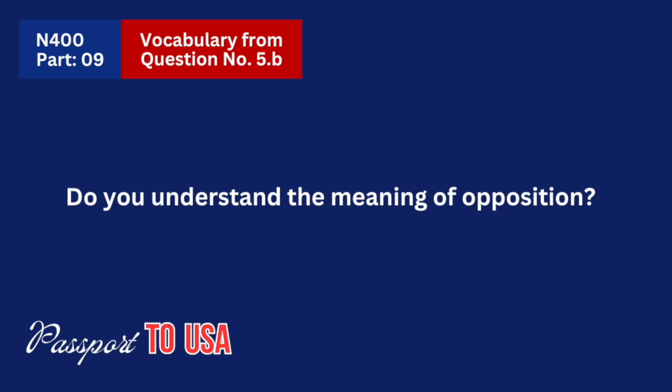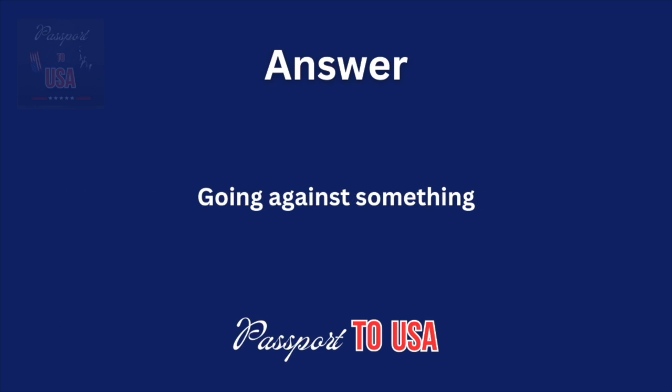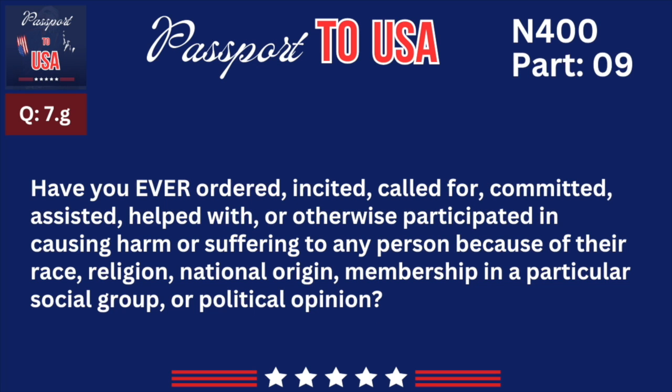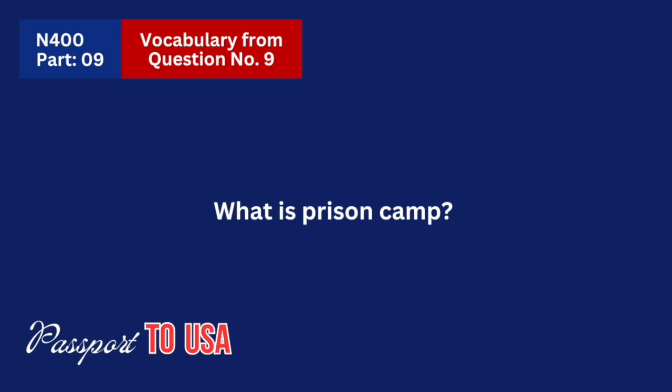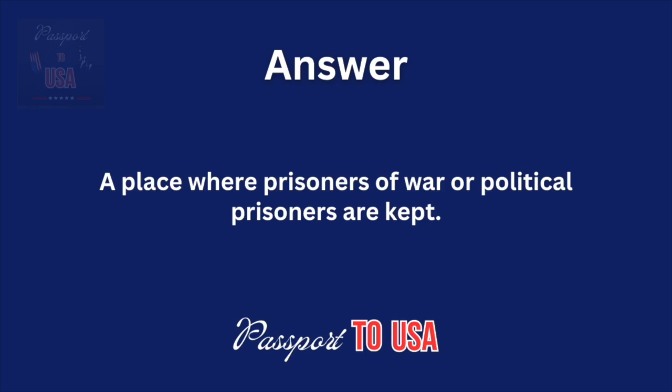Do you understand the meaning of opposition? Going against something. Have you ever ordered, incited, called for, committed, assisted, helped with, or otherwise participated in causing harm or suffering to any person because of their race, religion, national origin, membership in a particular social group, or political opinion? No. What is prison camp? A place where prisoners of war or political prisoners are kept.